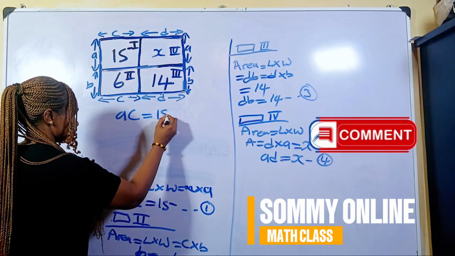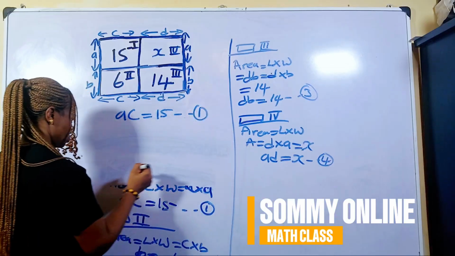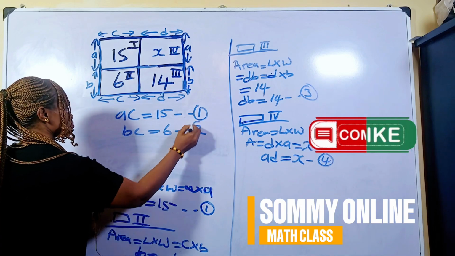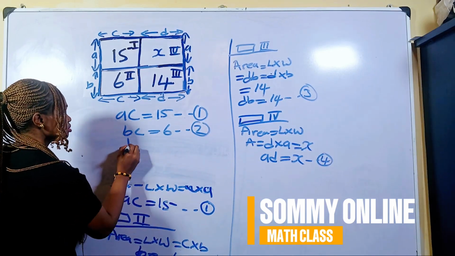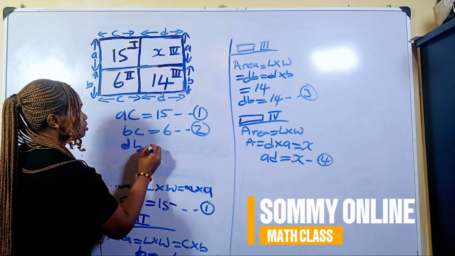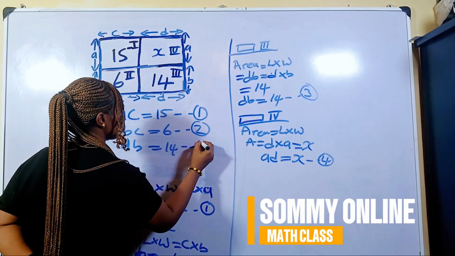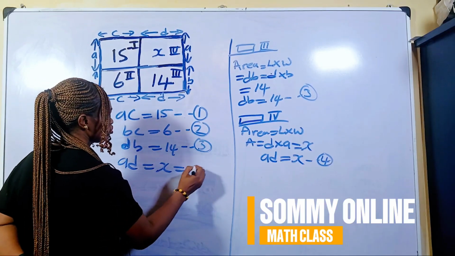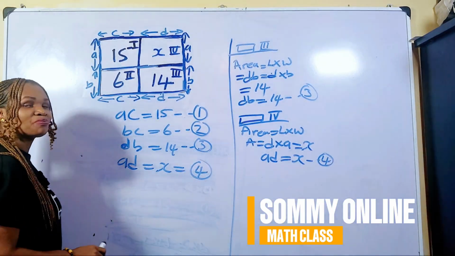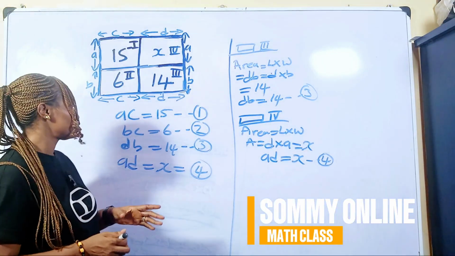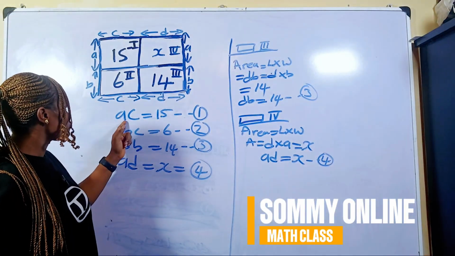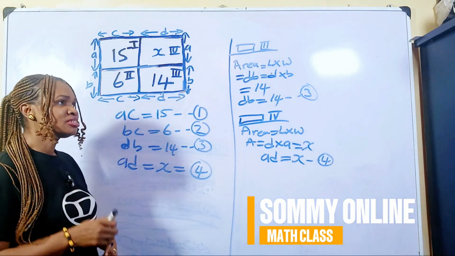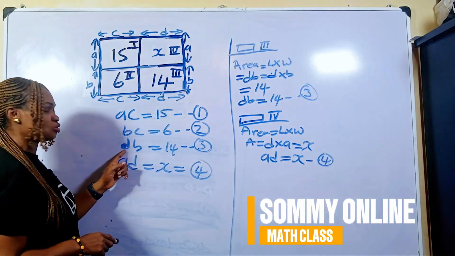AC equals 15, equation 1. BC equals 6, equation 2. DB equals 14, equation 3. AD equals S, equation 4. So, stay tuned. You will enjoy this. We have AC, equation 1, BC, DB, and AD. That's 4 equations. The next thing is, let's multiply equation 1 and equation 3.